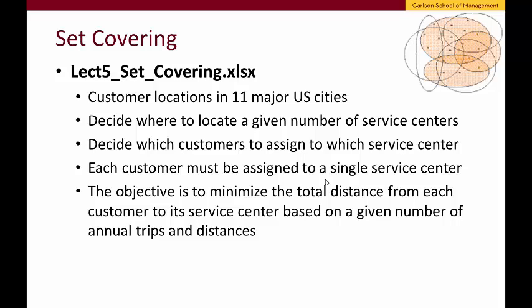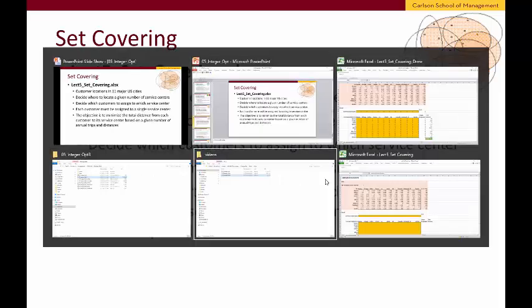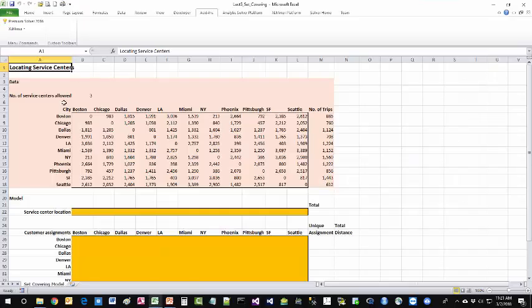Let's switch to the Lect5 set covering Excel file, which is right here, to show the number of service centers is budgeted to be 3 among the 11 cities, with the symmetric distance matrix given here, with zeros on the diagonal, and also, based on historical records, a number of annual trips. So for example, 885 is the number of trips into Boston from Chicago, Dallas, Denver, and wherever else. 760 is the number of trips into Chicago, and so forth.